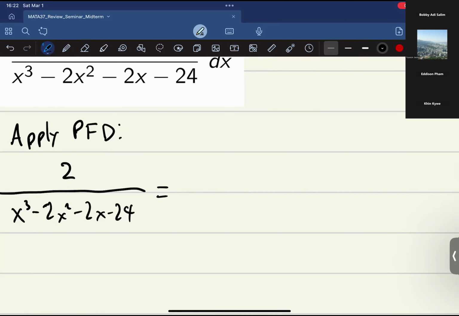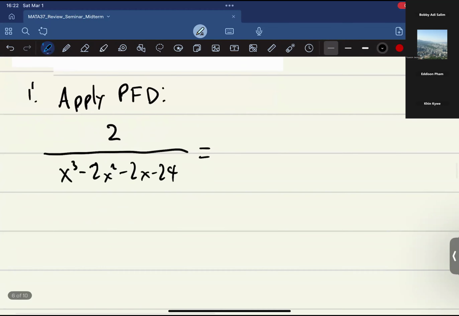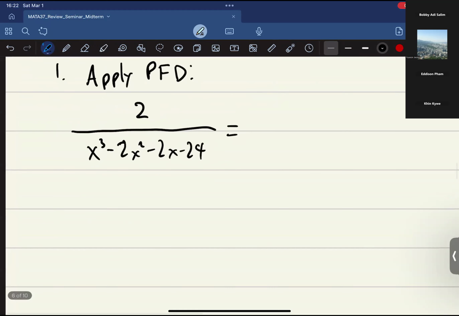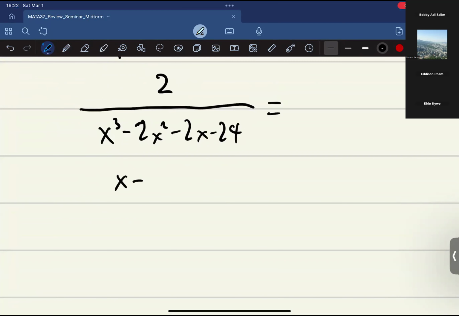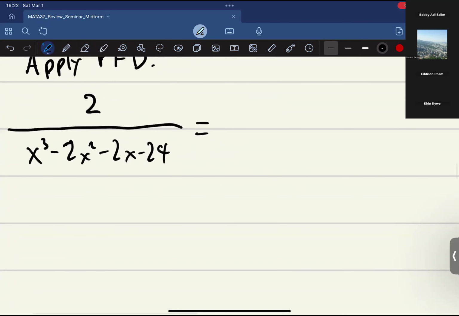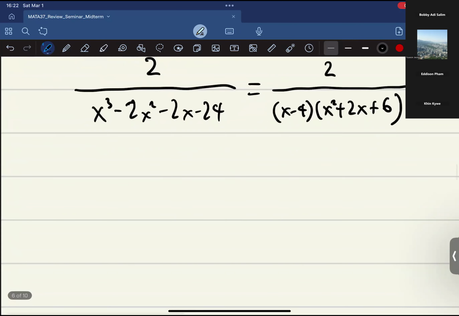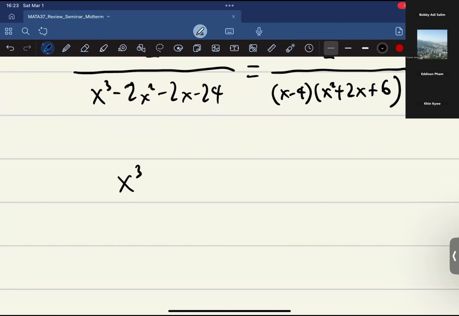To factor this, you can do long divisions and check if it factors with any of x minus a factor of 24. And here, it just happens that the denominator factors into x minus 4 times x squared plus 2x plus 6. If you want to verify this, again, you can do long division.